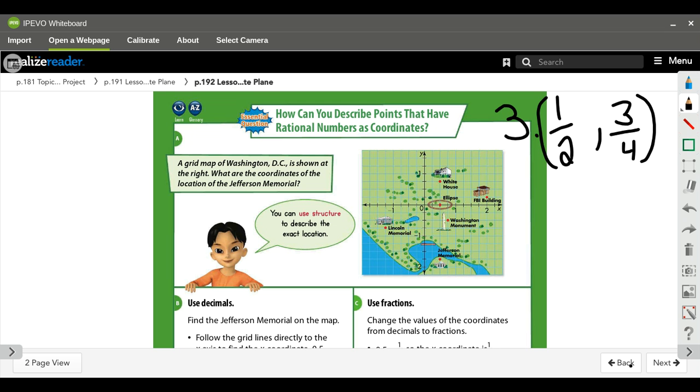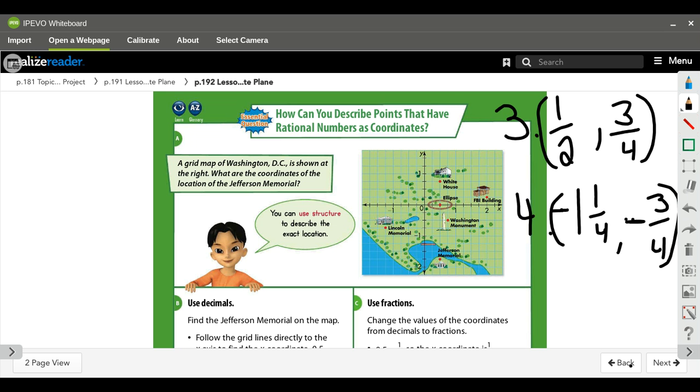When I take a look at the Lincoln Memorial, it is going to be in quadrant 3. And what I know about the Lincoln Memorial in quadrant 3 is it's going to be negative, negative. So I'm going to start at my origin. I'm going to go over until I hit there. So that's going to be -1 and 1/4. And then I'm going to go down 1, 2, 3. So it's going to be -3/4. That is my ordered pair for the Lincoln Memorial.